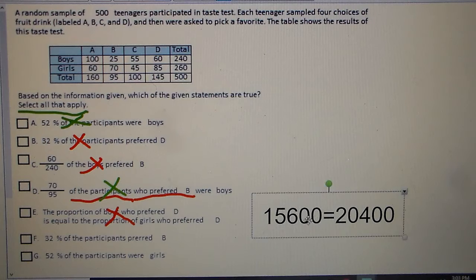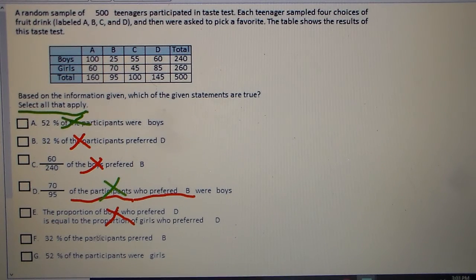So far we don't have anything, which is okay. That can happen. 32% of participants preferred B. So 32%, we have to look at B. So that'd be 95 over 500 because of all the participants. That'd be 95, both boys and the girls, and the total of participants was 500. So 95 over 500. You probably type that in, 95 divided by 500. You're going to get 19%. And 19% isn't the same as 32%, so we cross it out.